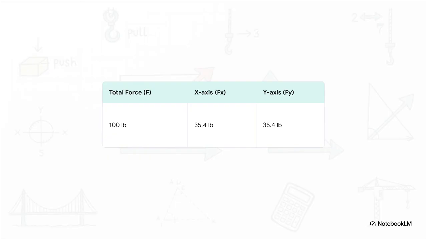And this whole process is basically just our triangle rule, but in reverse. We start with the total force, which is now the hypotenuse, the long side of a right-angled triangle. The other two sides of that triangle are what we're looking for, the horizontal component and the vertical component. And with just a little bit of basic trig, we can calculate the exact strength of the force acting along each axis.